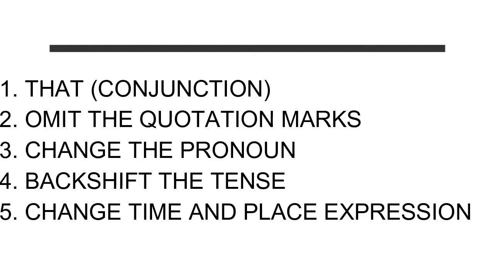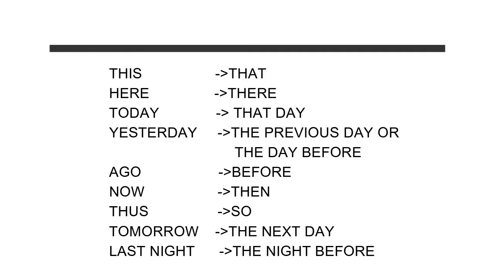After backshifting the tense, we change the time and place expressions if they are used in the sentence. For example, this changes into that, here changes into there, today changes into that day, yesterday into the previous day or the day before, ago into before, now into then, thus into so, tomorrow into the next day, and last night changes into the night before.